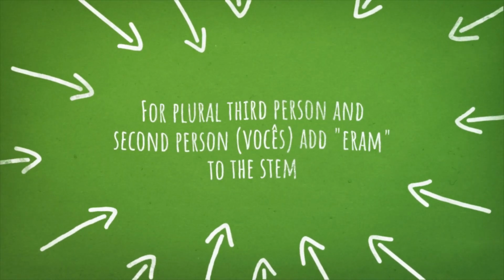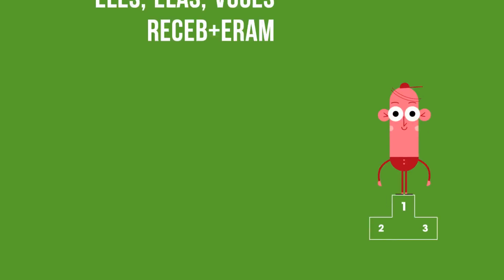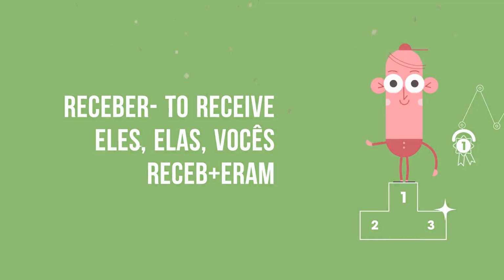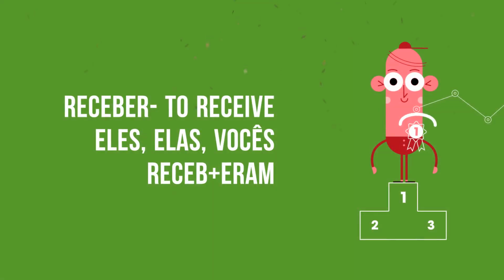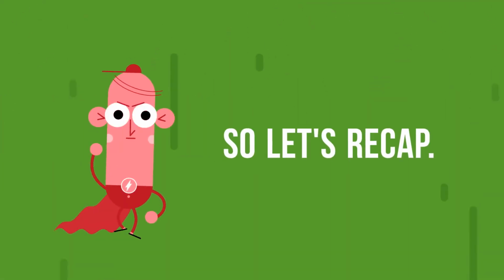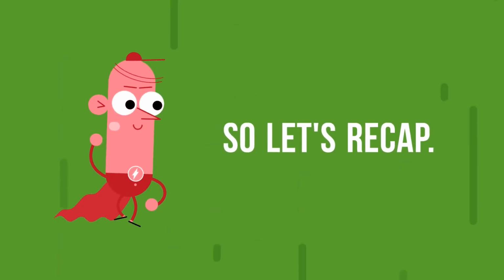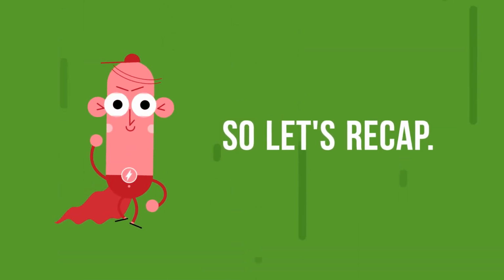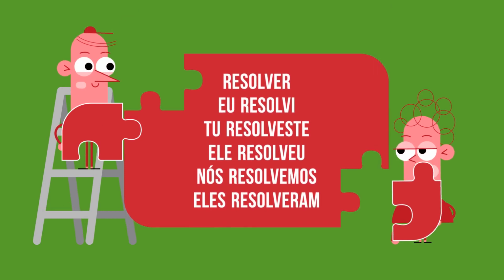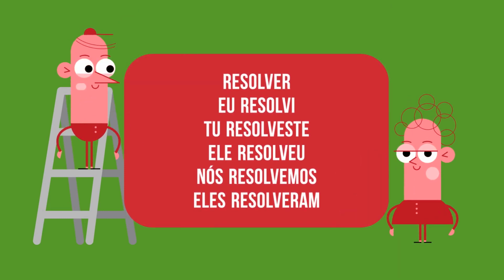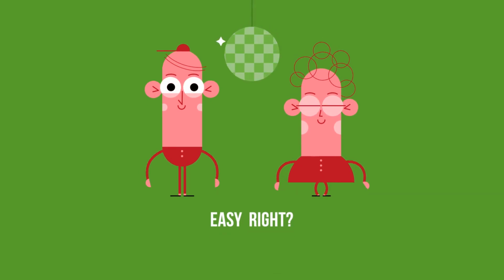For plural third person and second person vocês, add ERAM to the stem. Eles, elas, vocês receberam. So let's recap. Eu resolvi, tu resolveste, ele resolveu, nós resolvemos, eles resolveram. Easy, right?